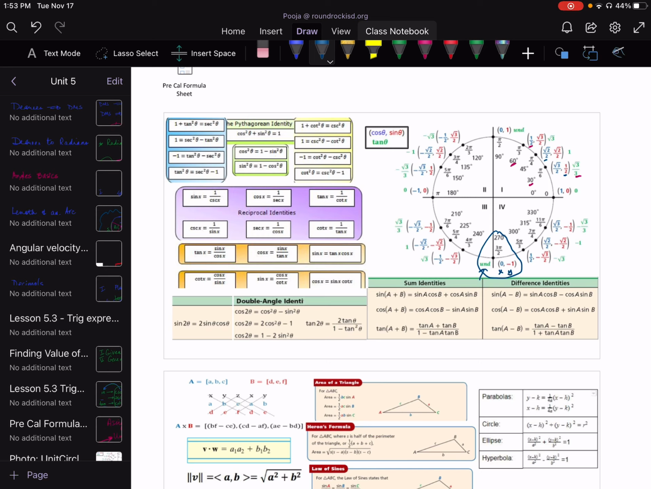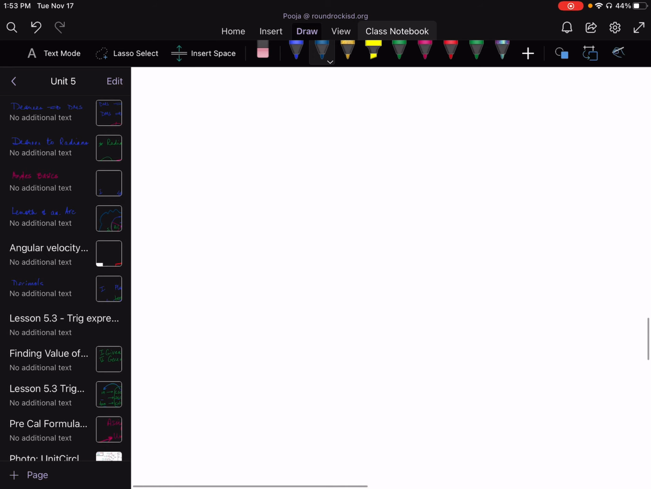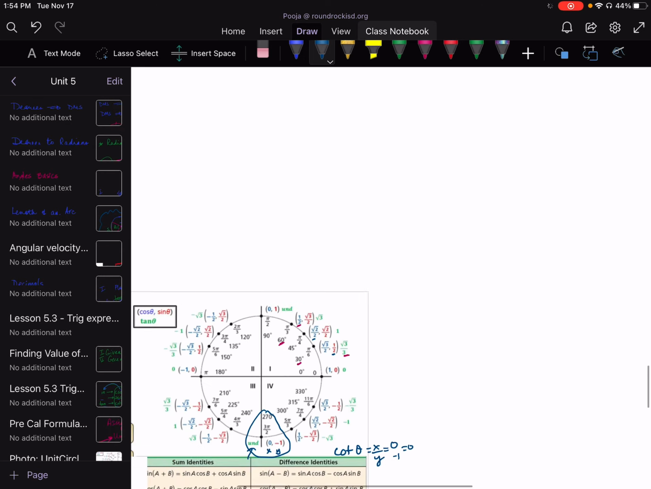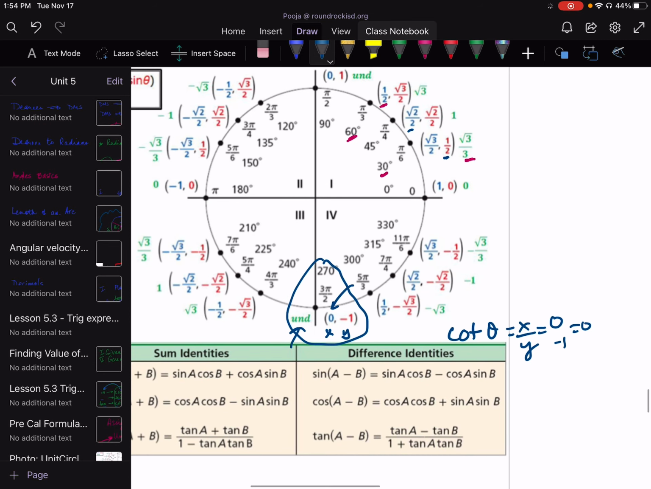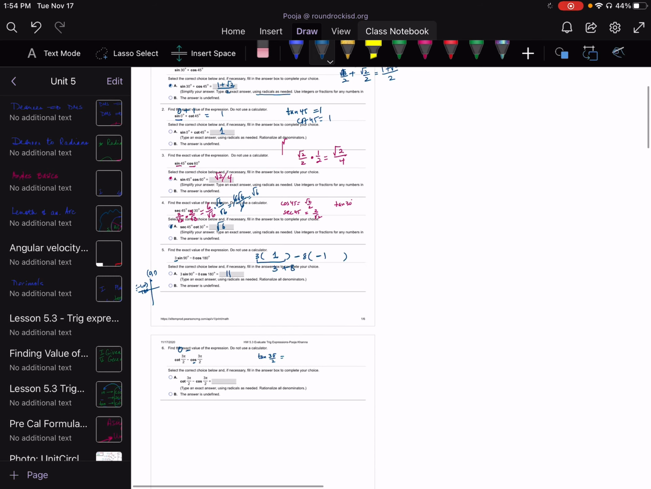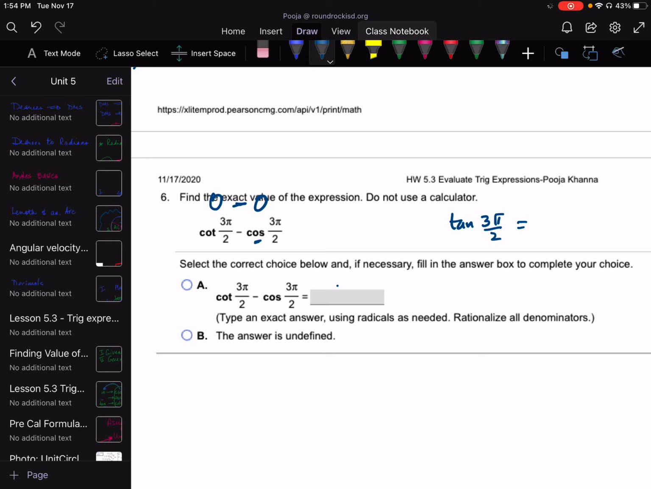The other way you can look at cotangent is directly: cotangent of theta is x over y, as we used to do it in the tables. So x here is 0, and y here is negative 1. So cotangent directly is 0. I directly got it with the formula. Minus cosine of 3 pi over 2, so at the same place. Cosine value at the same place is 0. That's the x-coordinate. So all of this is 0.